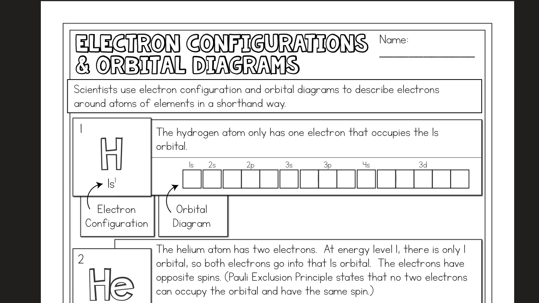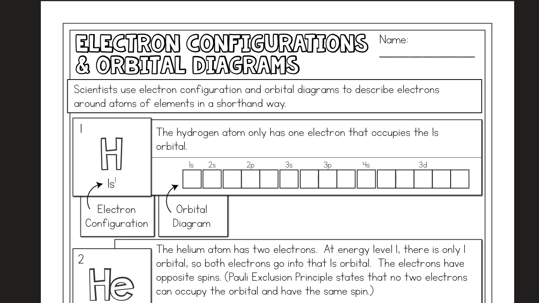It says scientists use electron configuration and orbital diagrams to describe electrons around the atoms of elements in a shorthand way. Just like each person has an address where your mail would be sent, electrons have addresses also. So we're going to be starting with energy levels. Remember, we did the energy levels on the periodic table. Those were the numbers that were written from top to bottom along the left side of our periodic table.